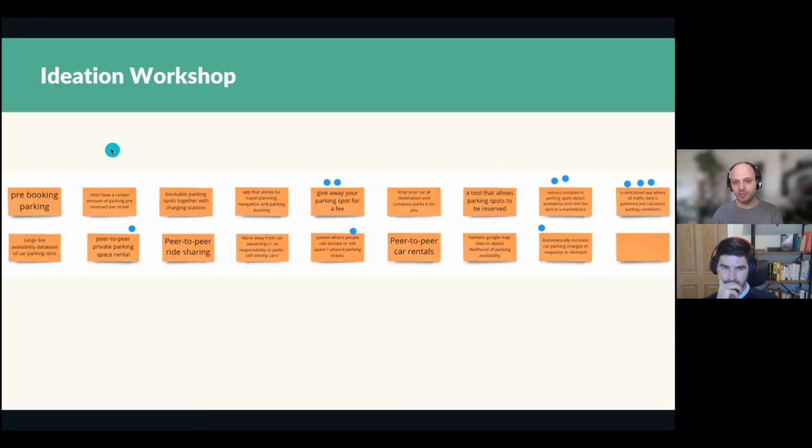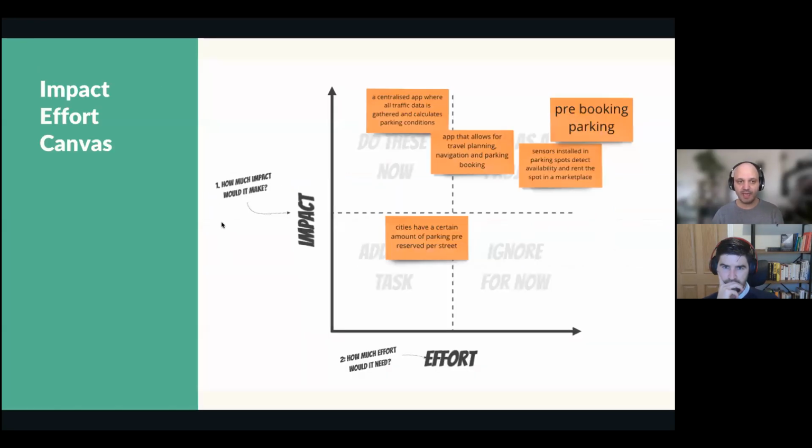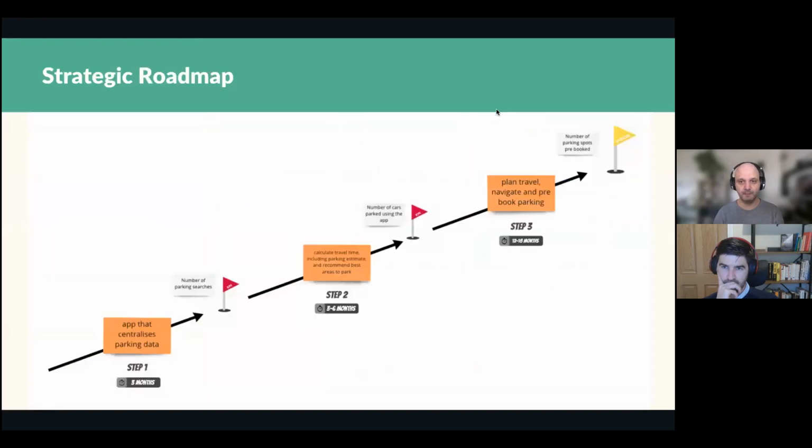Using an ideation workshop, I was able to identify some possible solutions to the problem and lay them out on an impact effort canvas. With an impact effort canvas, I'm able to identify which areas I could work on before others, and what their impact is from the user perspective.